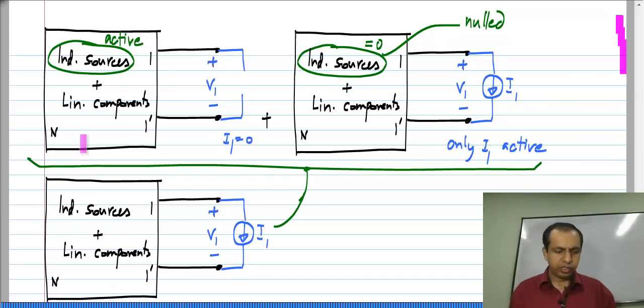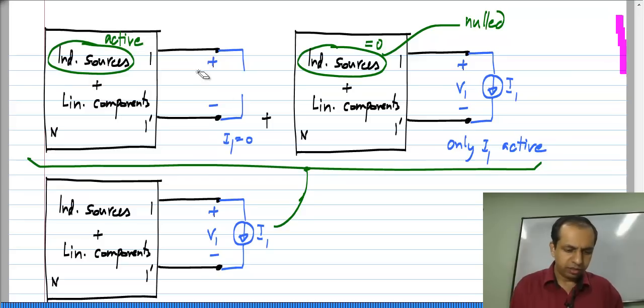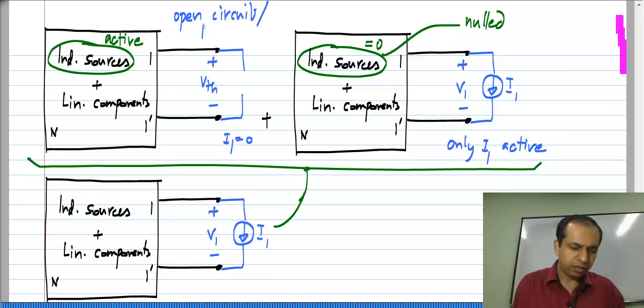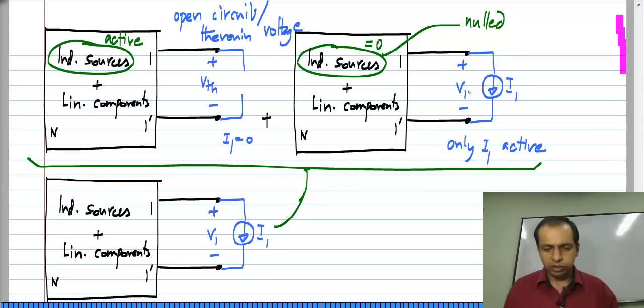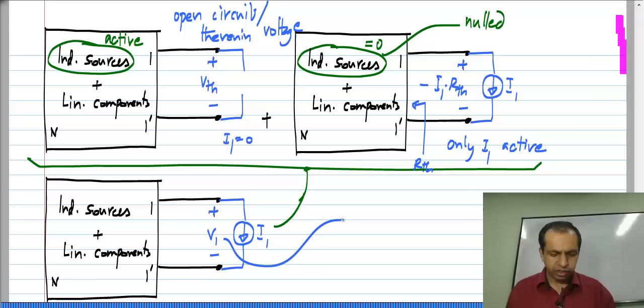So, my original case is a superposition of these two cases, and we saw that the voltage here in this case is nothing but V T H, the open circuit or Thevenin voltage, and the voltage here is nothing but minus I 1 times R T H, where R T H is the resistance looking into the circuit at those two terminals. So, clearly this V 1 here is a superposition of these two, which says that it is V T H minus I 1 times R T H.